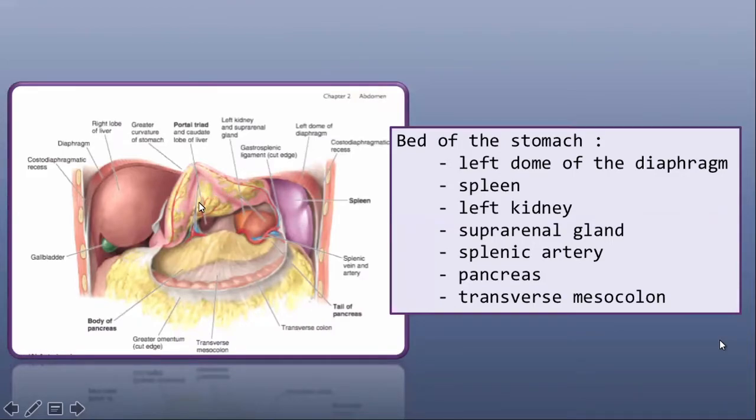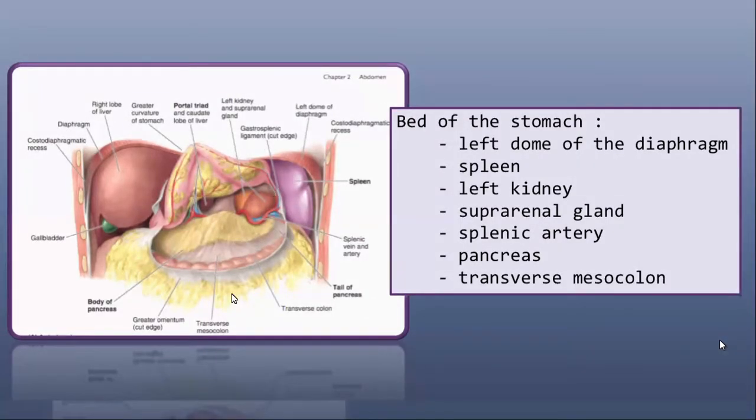Okay, now, the so-called bed of the stomach, these are the parts where your stomach rests like a bed, right? In the supine position. And this is formed by these structures. So, of course, partly by the dome of the diaphragm, the spleen, the left kidney, the suprarenal gland, the splenic artery, the pancreas here, the transverse mesocolon. Okay? This is the so-called bed of the stomach. So basically, they are more on the posterior aspect of your stomach. Okay?